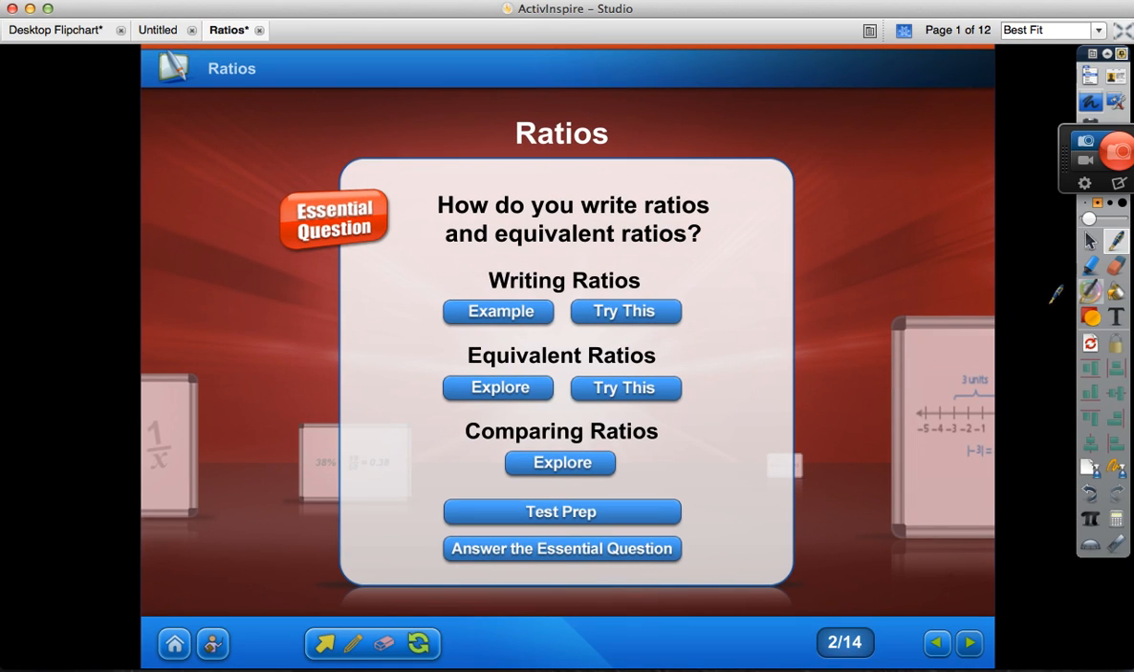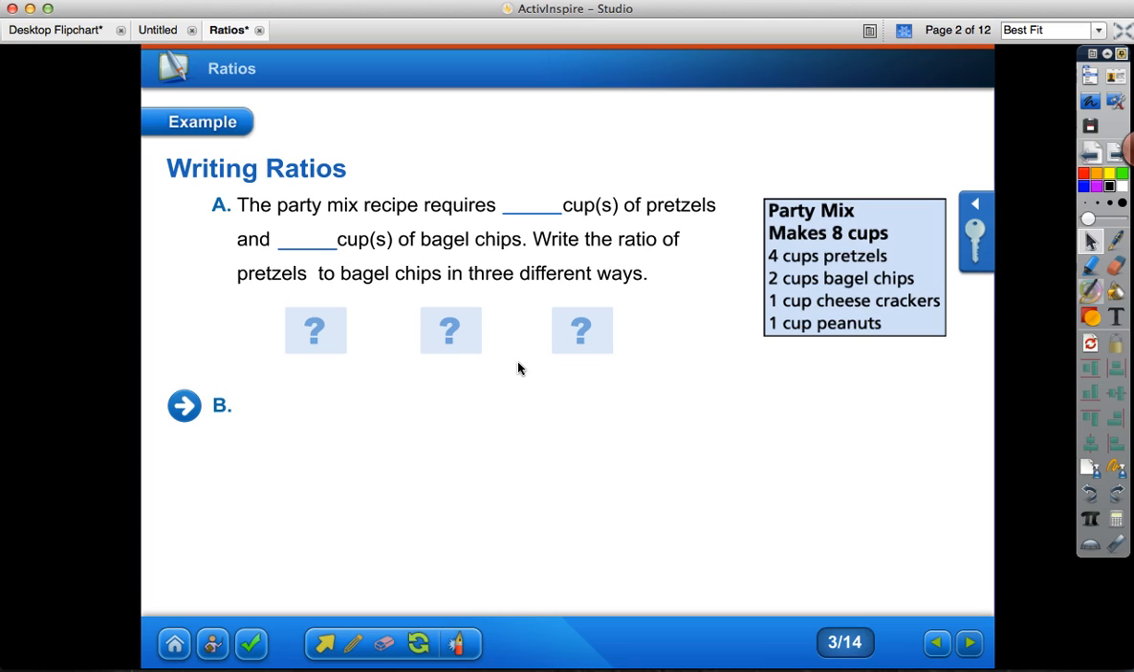All right, so let's start using this information. So here we have writing ratios. Writing ratios is only tricky when it talks about writing them in three different ways. Students often get that confused with equivalent ratios. An equivalent ratio is not a different way to write the ratio. An equivalent ratio is using different numbers. So when you're writing them in different ways, you should use the same numbers but different symbols. So we have to look.